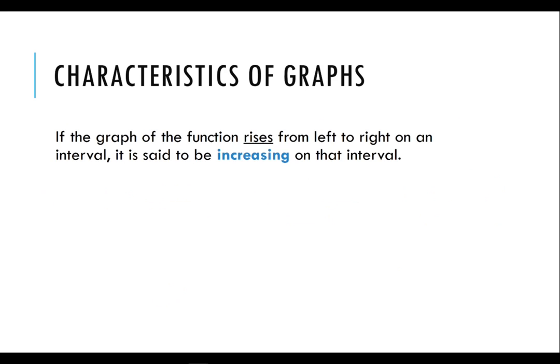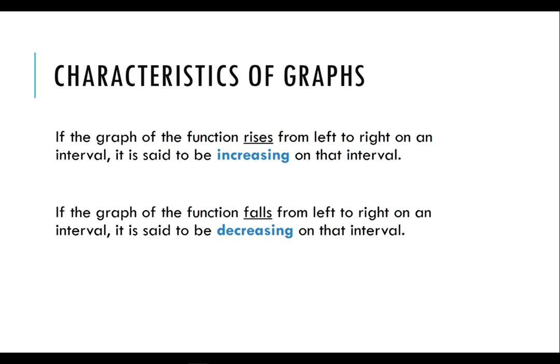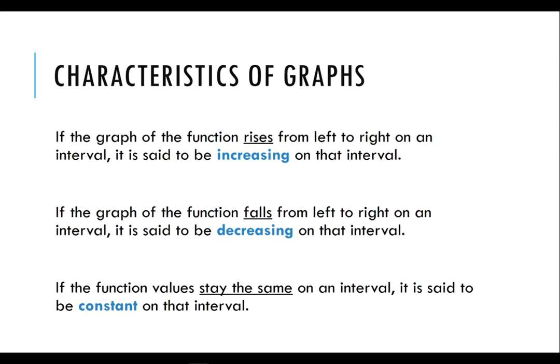If the graph of the function rises as we move from left to right on some interval, we're going to say that that function is increasing on that interval. If the graph of the function falls from left to right on an interval, we're going to say that that function is decreasing on that interval. If the function values stay the same on an interval, we're going to say that that function is constant on that interval.